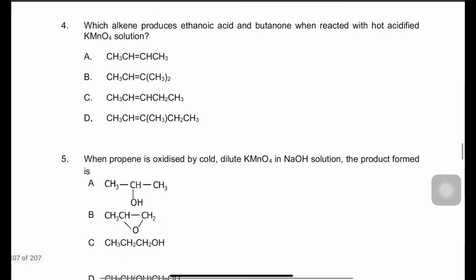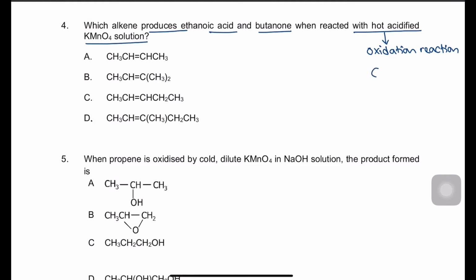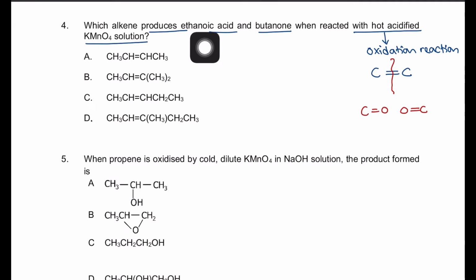Question 4. Which alkene produces ethanoic acid and butanol when reacted with hot acidified KMnO4 solution? Reaction with hot acidified KMnO4 solution is our oxidation reaction that happens to the carbon-carbon double bond, and I hope you remember that what we will be doing is chopping our carbon-carbon double bond into half. And at that point we would include an oxygen. So let's start doing the chopping and see which would produce an ethanoic acid.